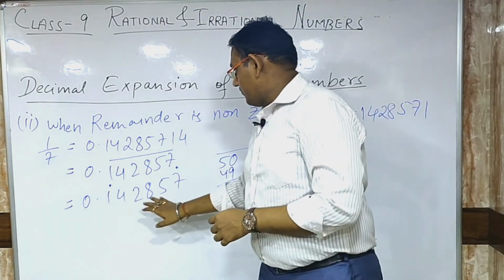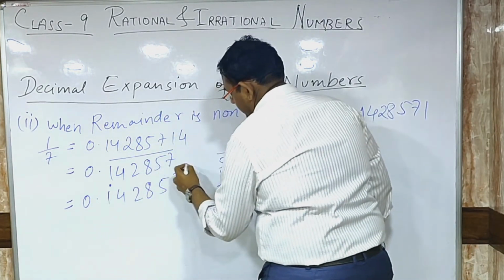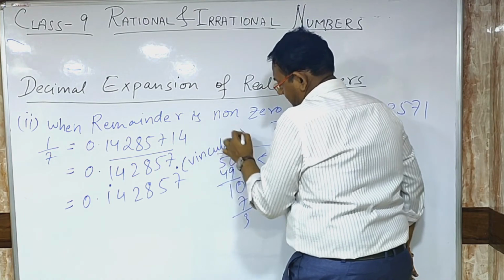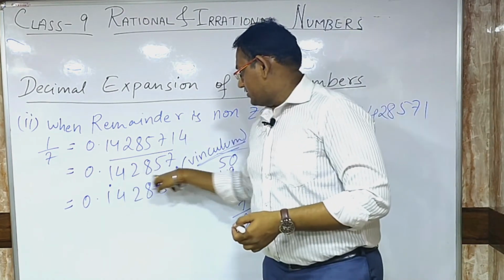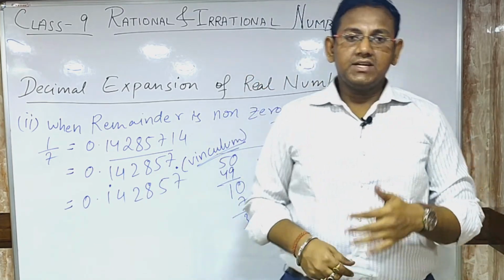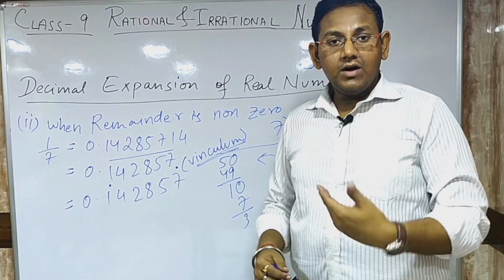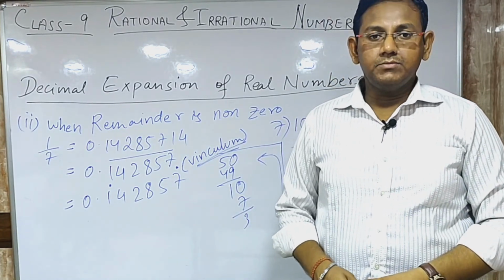This is also called the vinculum. This bar, or these dots over here, are also known as the vinculum. So basically this indicates that we are getting a non-terminating repeating number, also called a recurring number.